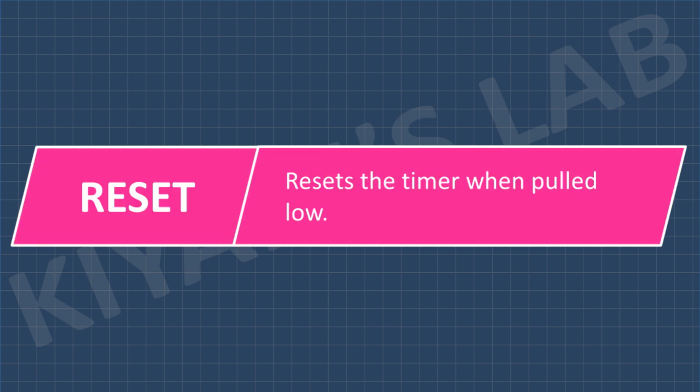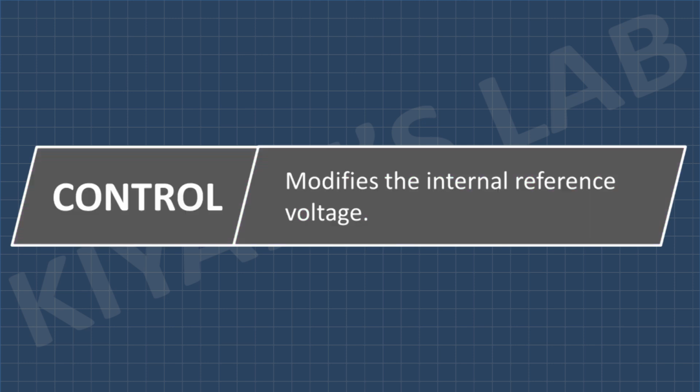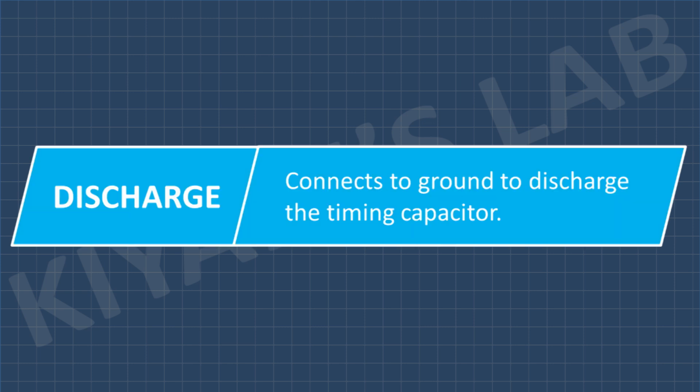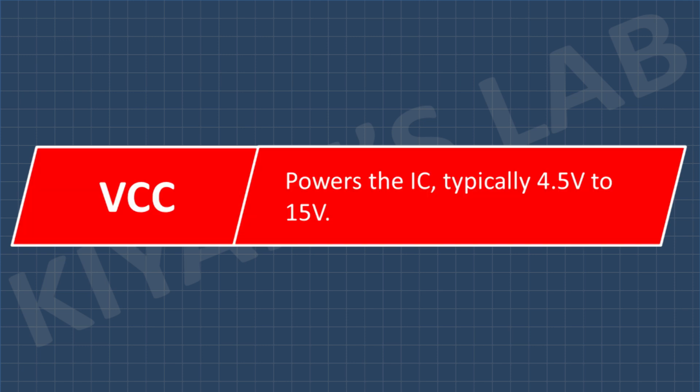Pin 4, the reset pin, resets the timer when pulled low. Pin 5, the control voltage pin, modifies the internal reference voltage. Pin 6, the threshold pin, ends the timing cycle when voltage exceeds 2/3 of VCC. Pin 7, the discharge pin, connects to the ground to discharge the timing capacitor. Pin 8, the VCC pin, powers the IC, typically 4.5 to 15 volts.